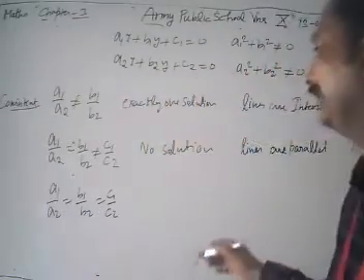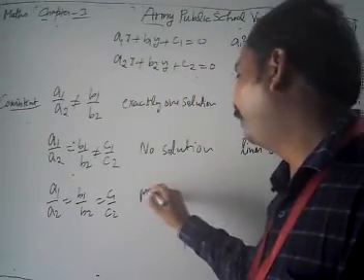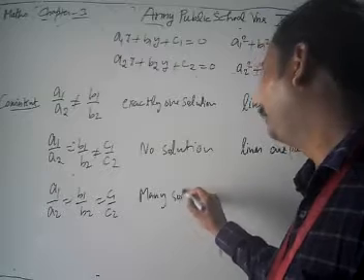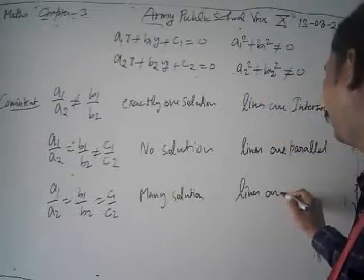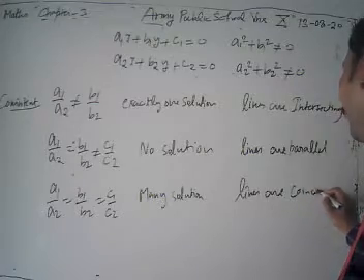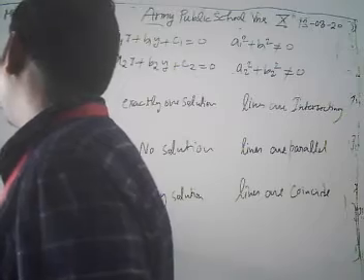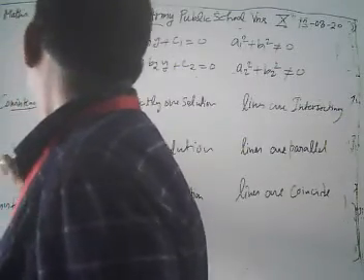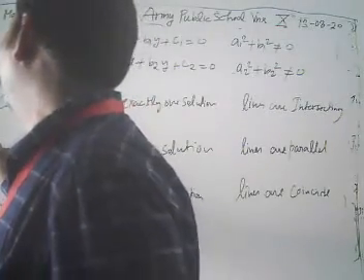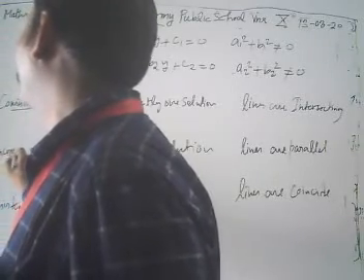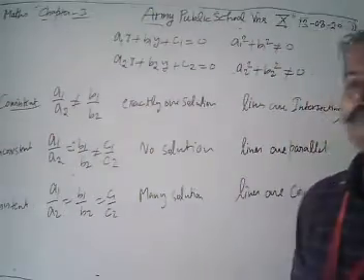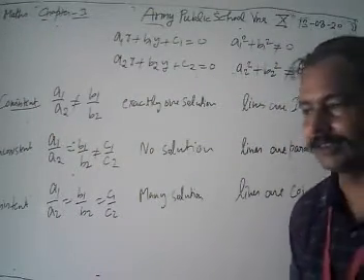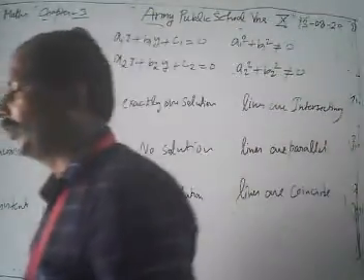Then a1 by a2 is equal to b1 by b2 is equal to c1 by c2. What is this case? It means we have many solutions, which means our lines coincide with each other. In this case we have a solution, so our system is also consistent. In the parallel case we have no solution, so our system is inconsistent.